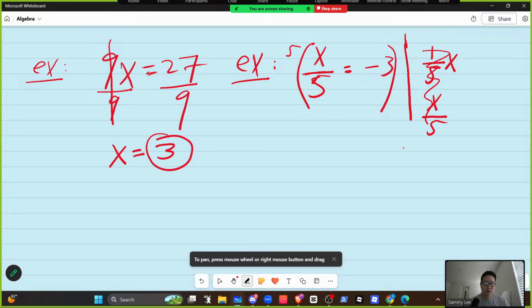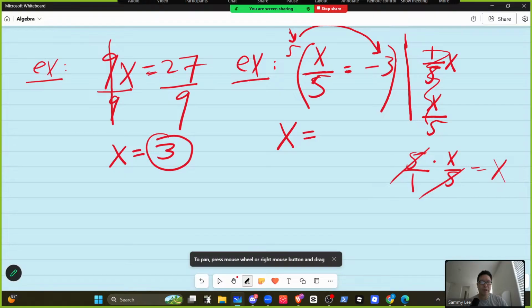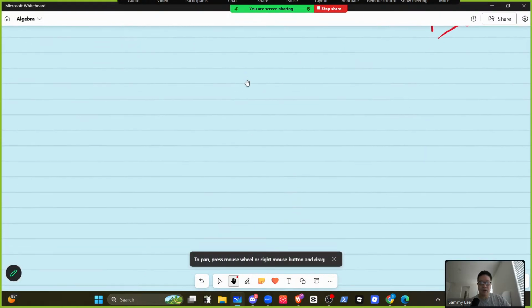So what's happening here is 5 times x over 5, or if you want to be more precise, it's 5 over 1 times x over 5. We can cross simplify, so what you end up with is just x. Whenever you see this, the 5s are canceling each other out. So we get x on the left side, and then 5 times negative 3 is what? Negative 15. Good. And that's our answer.